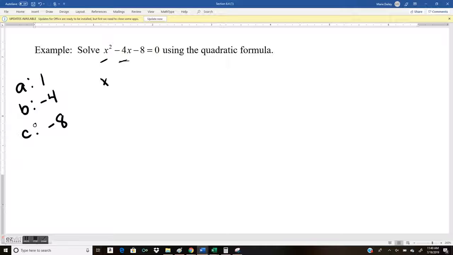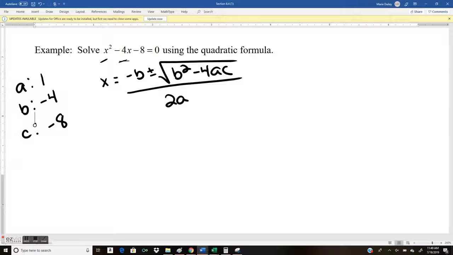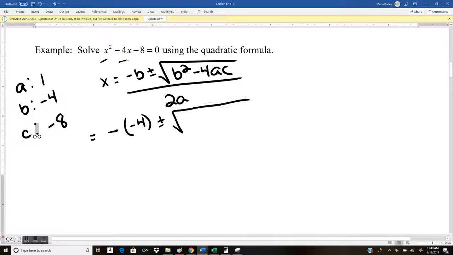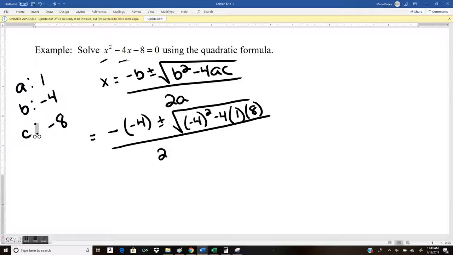Again, our quadratic formula is negative b plus or minus the square root of b squared minus 4ac all over 2a. Now watch your signs. This negative sign is part of the formula. So that's going to be negative 4 plus or minus the square root of negative 4 squared, minus 4 times 1 times the 8. This will then be all over 2 times my a value, which is 1. A minus is going to change this into a positive 4.